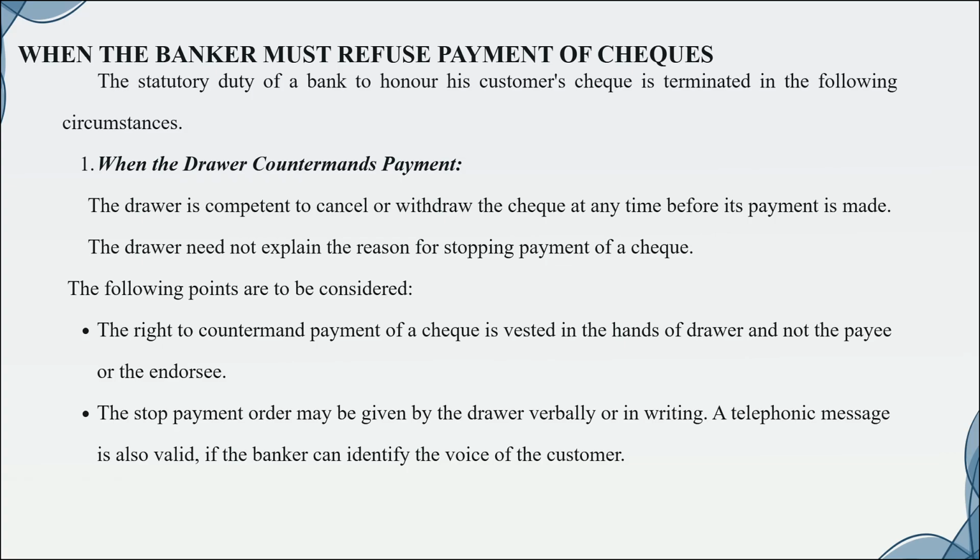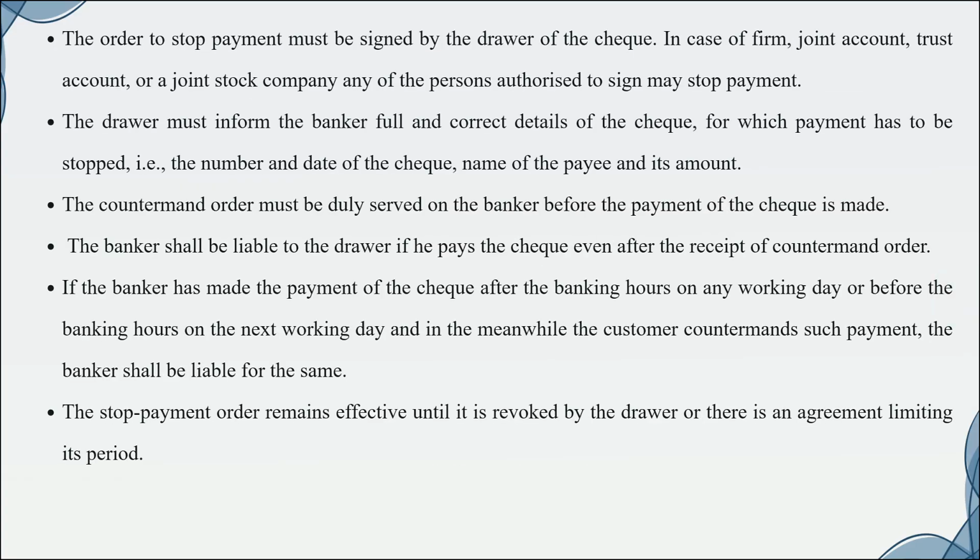The following points may be considered regarding the countermand order. The right to countermand payment of check is vested only in the hands of the drawer and not the payee or the endorsee. The stop payment order may be given by the drawer verbally or in written form. Sometimes a telephonic message is also valid if the banker can clearly identify the voice of the customer. Then the stop payment order must be signed by the drawer of the check.